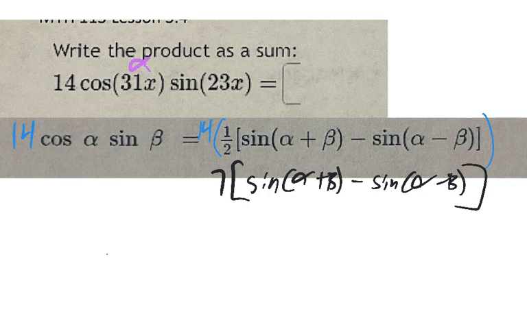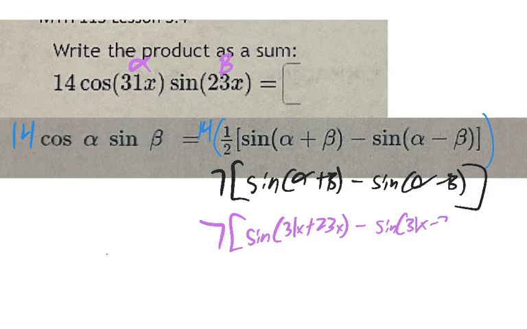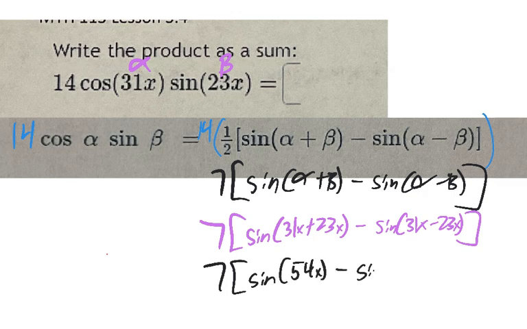So now 31x is my alpha, 23x is my beta. 7 times sine of 31x plus 23x minus sine of 31x minus 23x, which is 7 sine of 54x minus sine of 8x.